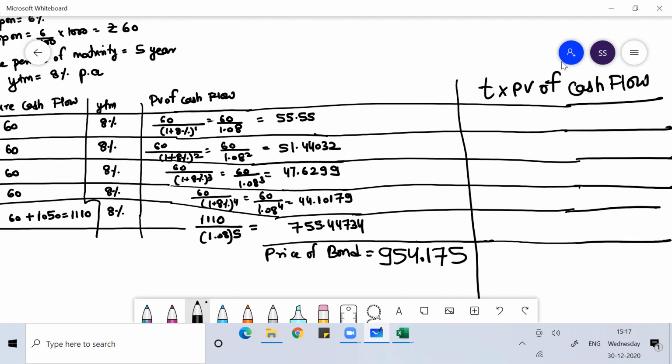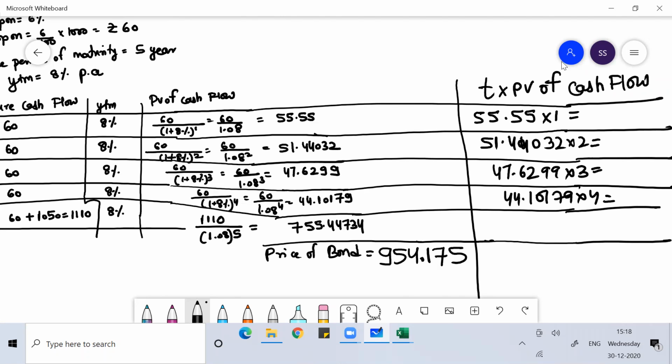So t into present value: 55.55 into 1, then 51.4044032 into 2, then 47.6299 into 3, then 44.10179 into 4, then 755.44734 into 5. So do this.